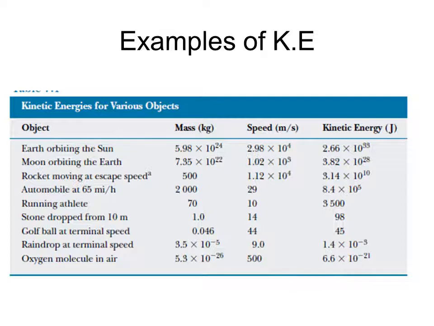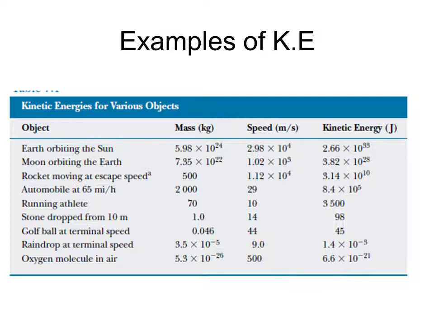Now calculate the kinetic energy for the earth. The mass of earth is approximately 6 × 10^24 kilogram, and its speed around the sun is about 3 × 10^4 meter per second. Now calculate the kinetic energy, which equals 2.6 multiplied by 10^33 joule.